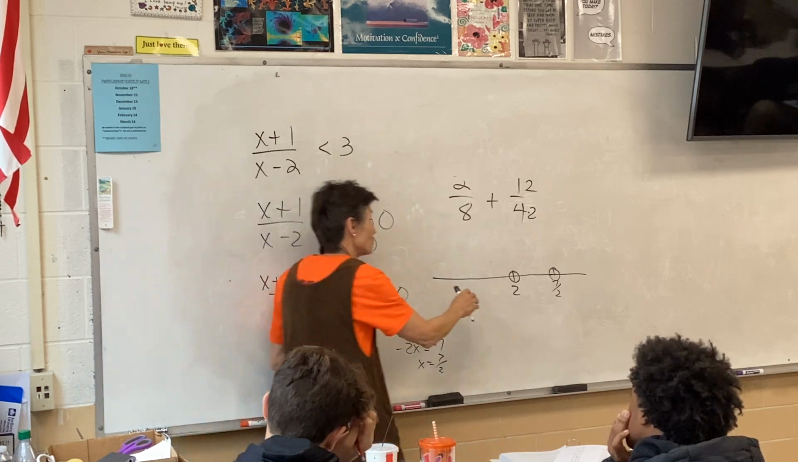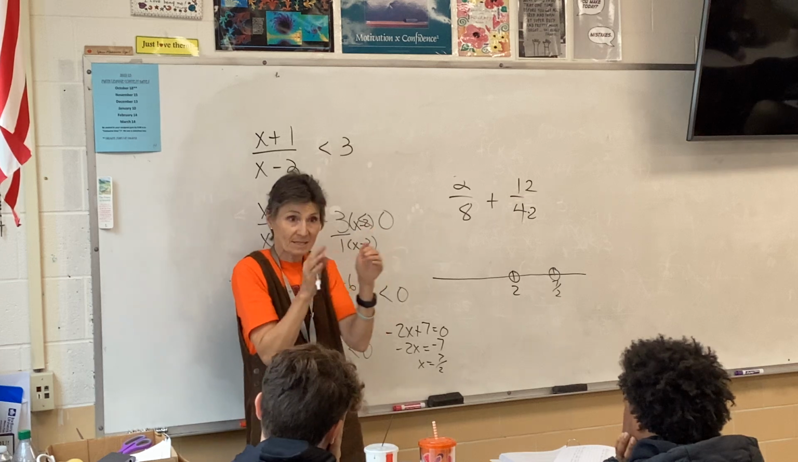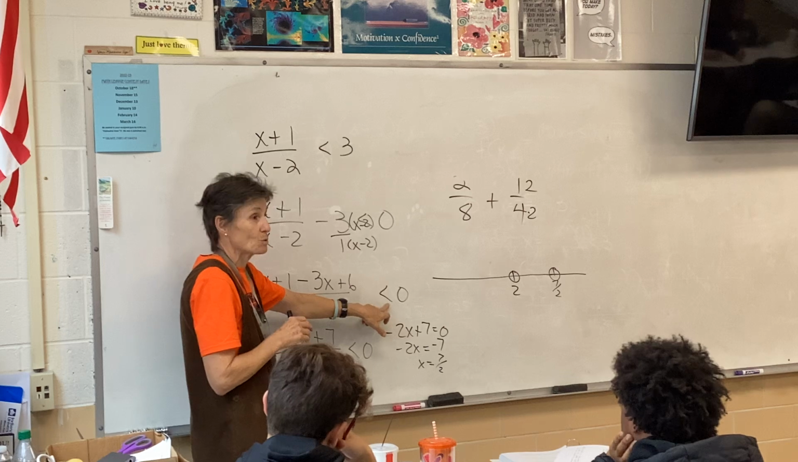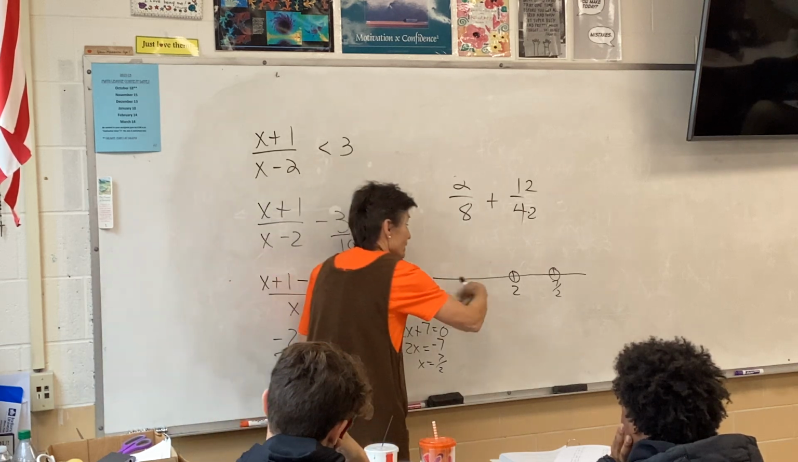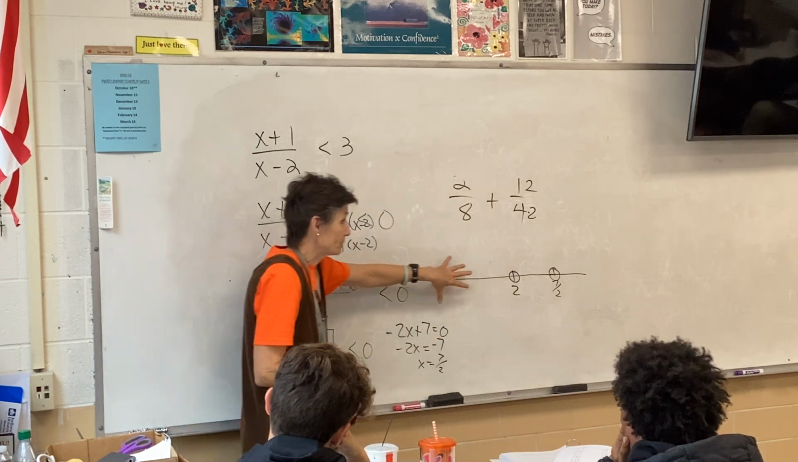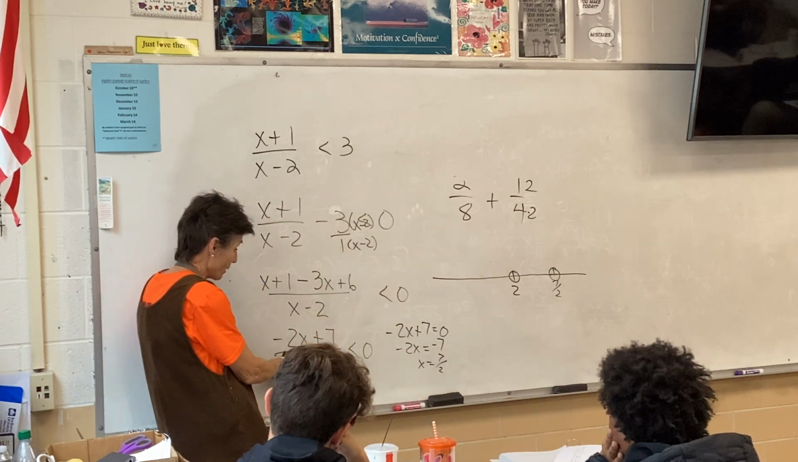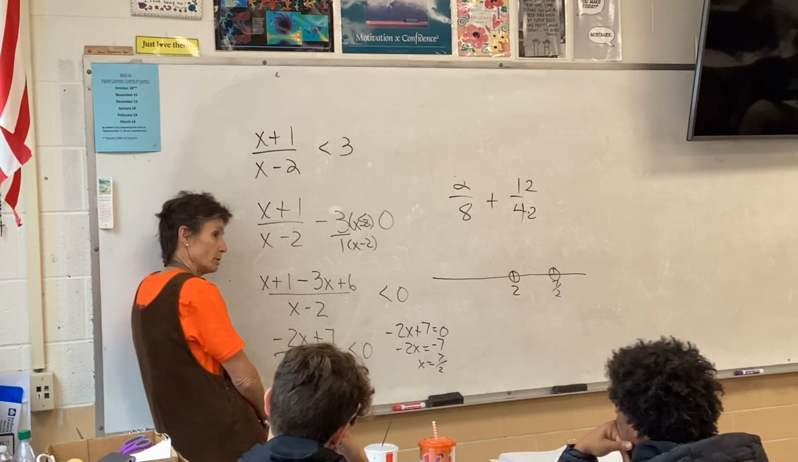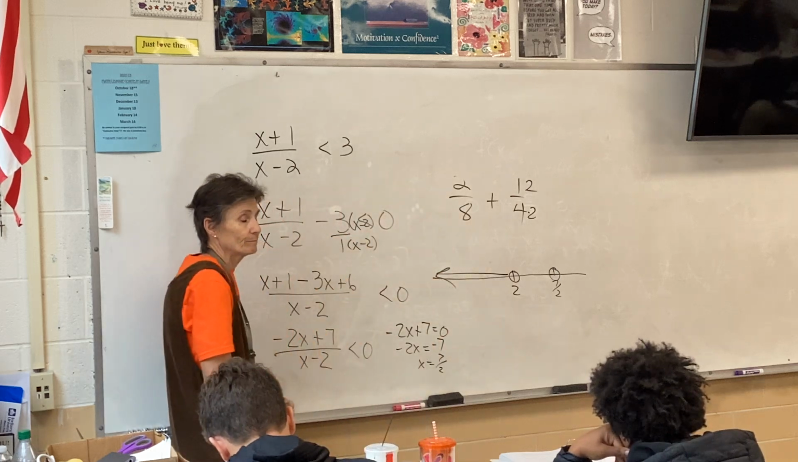But what those 2 key points have done now is split my number line up into sections, and I'm gonna figure out where they're positive, or in this case, where they are negative. So, pick a number over here, like 0, would be a good choice. If you put 0 in for your x's, does it give you a negative result less than 0? Yes. Okay, so these numbers are part of the answer.